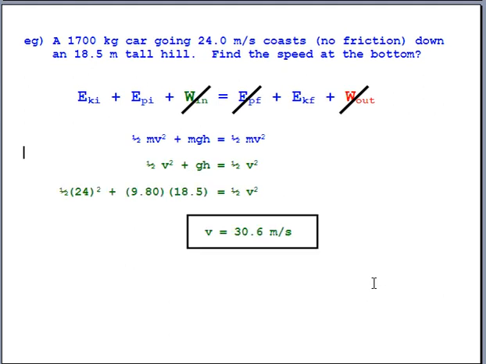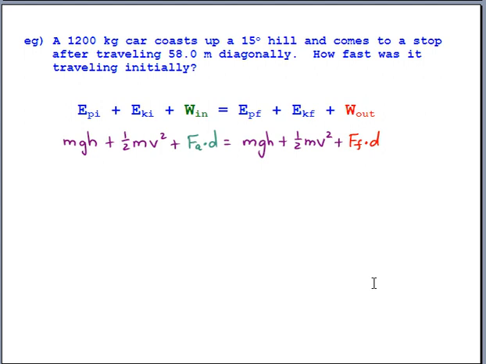Okay, next example: a little smaller car, 1,200 kilograms, and it's going to coast up a hill. It's a 15-degree ramp, 15-degree hill, and it comes to a stop, kind of like a runaway lane, right, after it's gone 58 meters diagonally. Okay, how fast was it going initially?